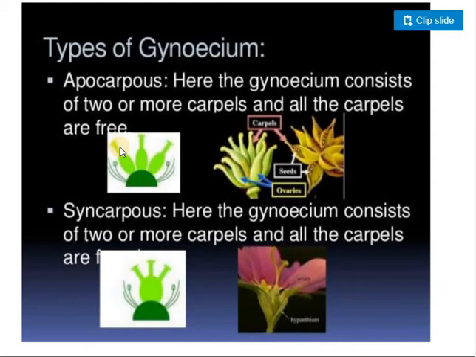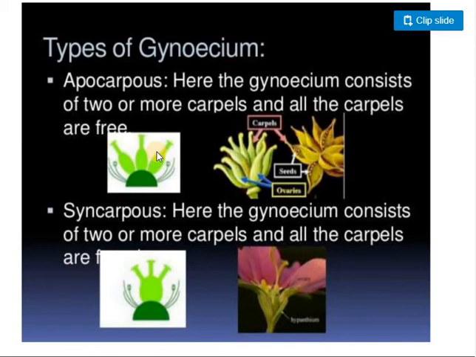If the carpels are more and if they are totally free, it is called apocarpous. The parts of a carpel are style, stigma and ovary. Ovary is the basal swollen part. See this diagram, this is the ovary and this stalk is called style and the upper receptive region is called stigma. In apocarpous condition, all these regions are free.